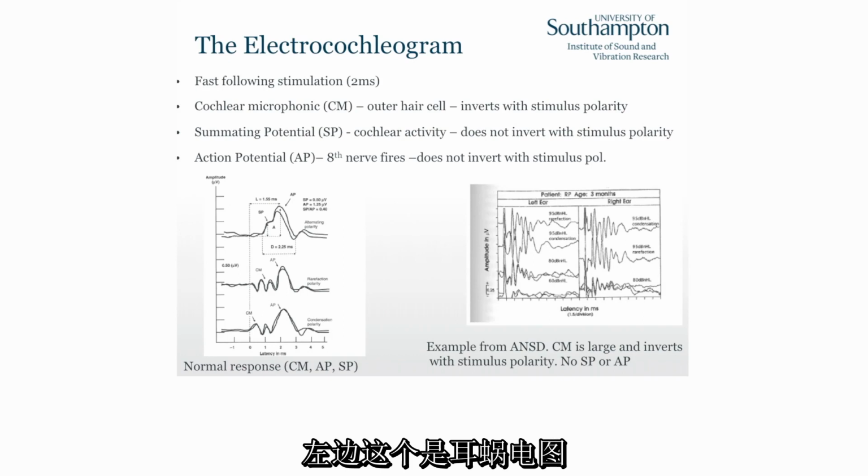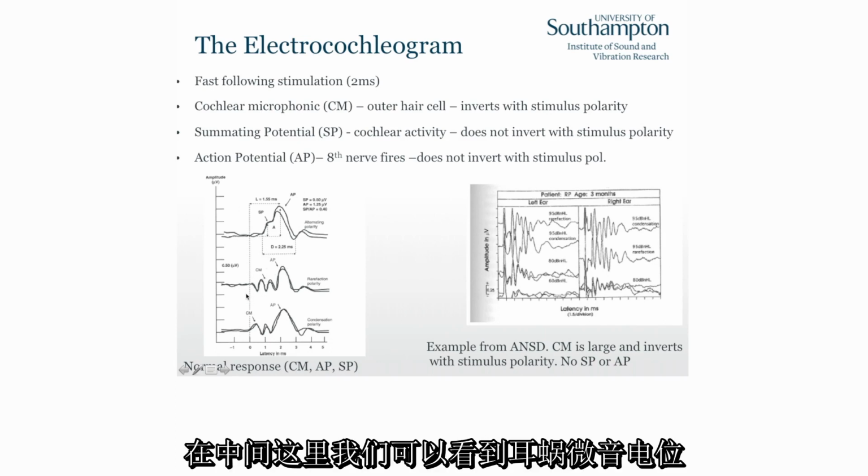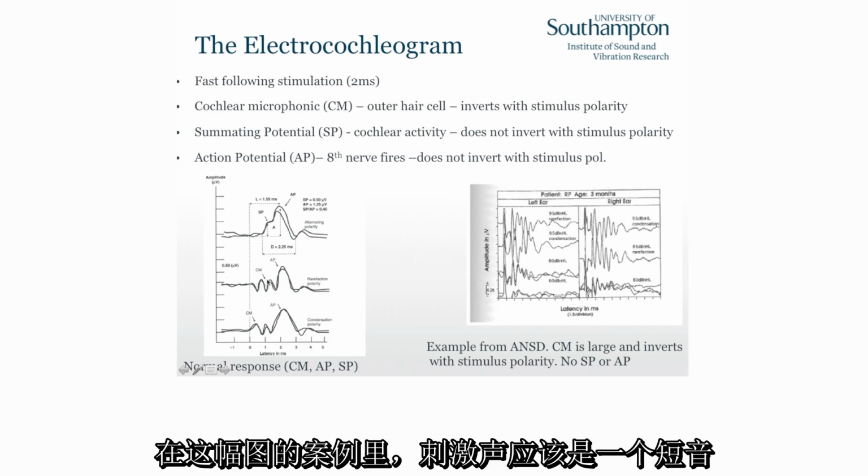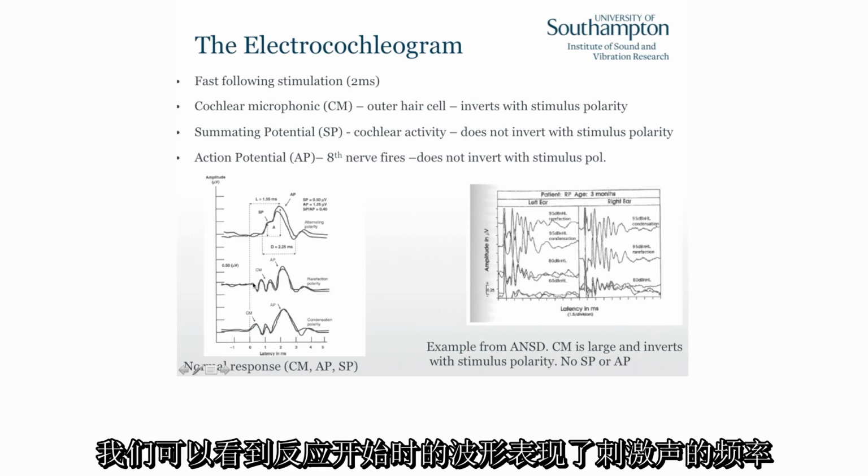So on the left here, we've got some electrocochleography responses. So there's a component, maybe in the middle trace we can see the cochlear microphonic component. So depending on the stimulus used, we'll see something that actually reflects the stimulus that's put in. So in this case, we've probably got a tonal stimulus, a tone pip, and we see the actual frequency of the stimulus being represented at the start of the response.